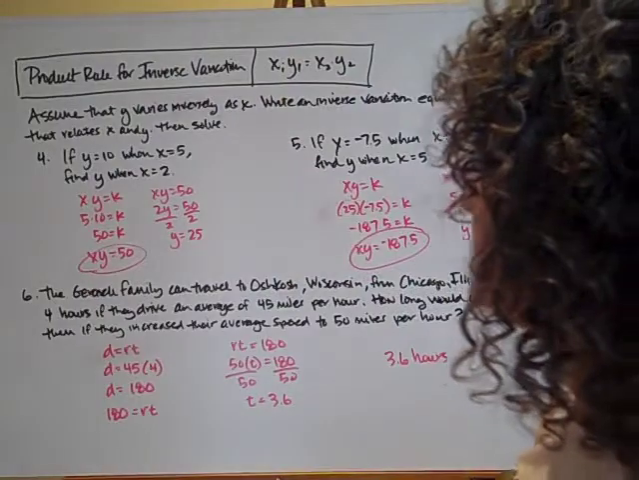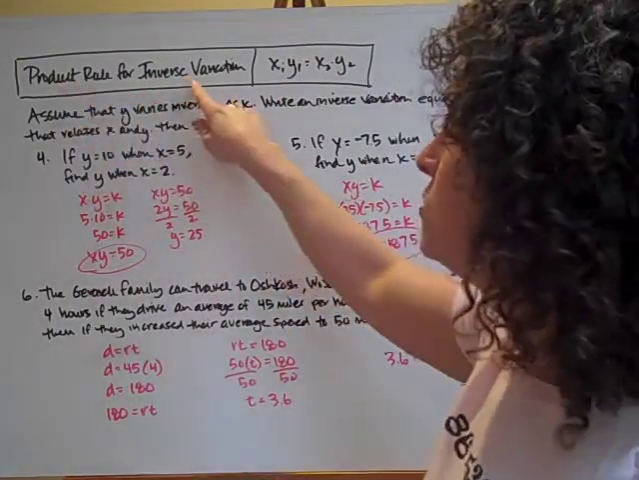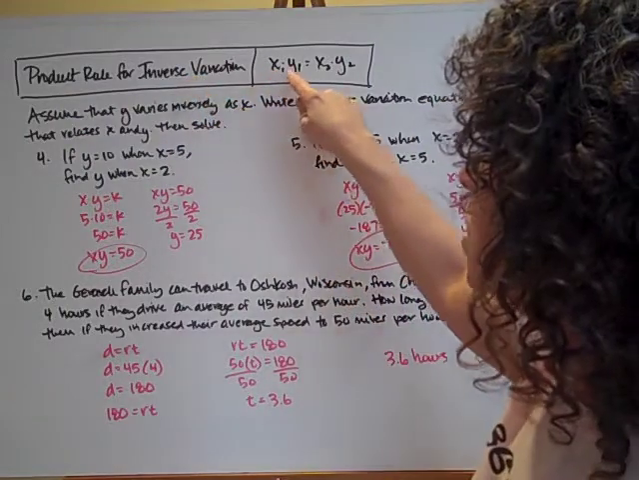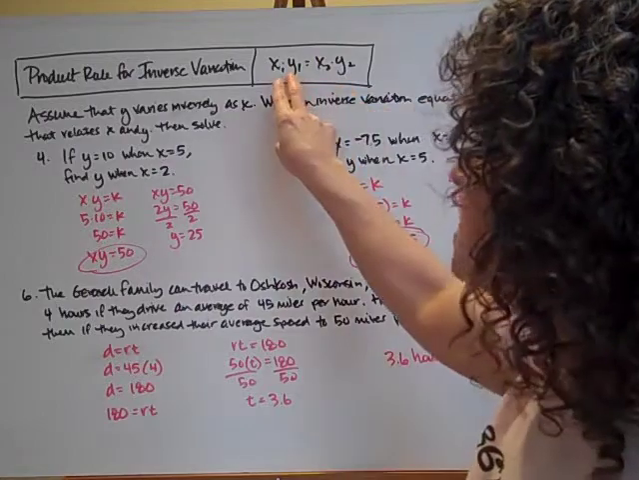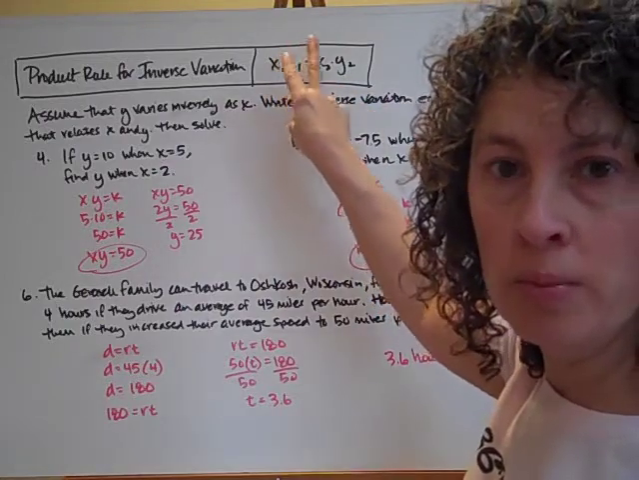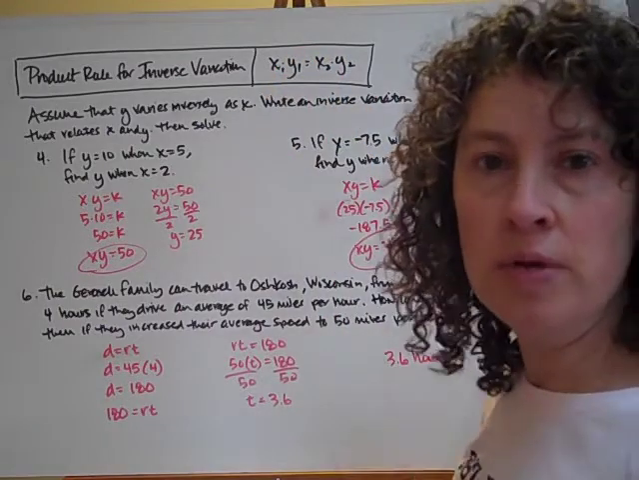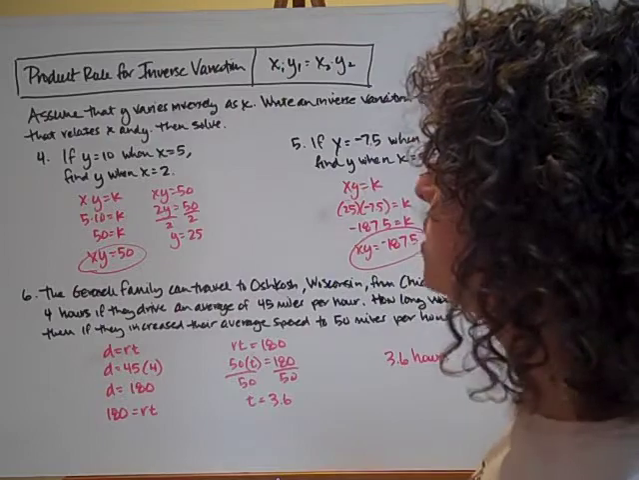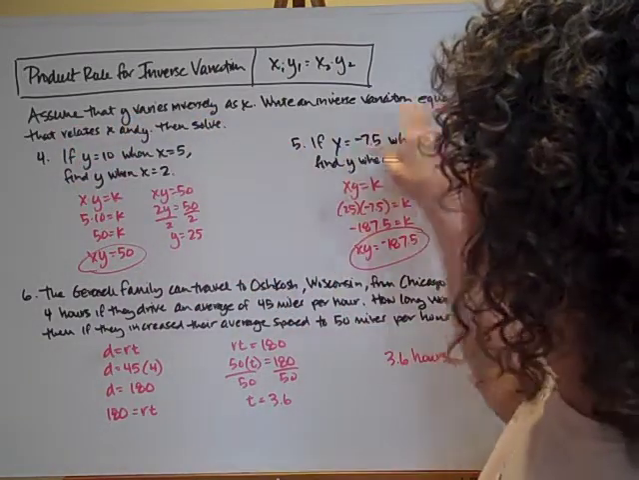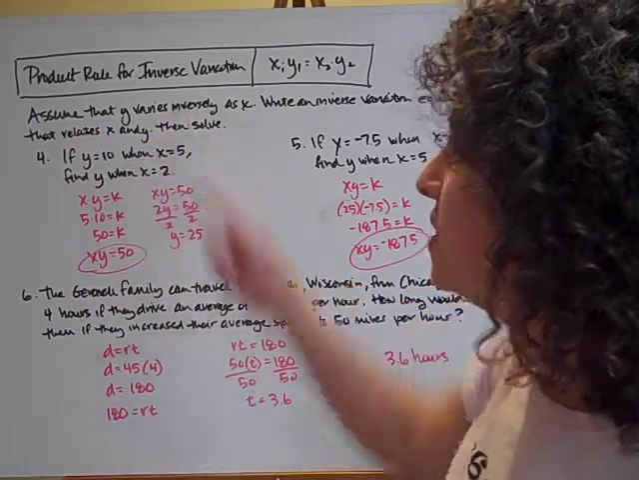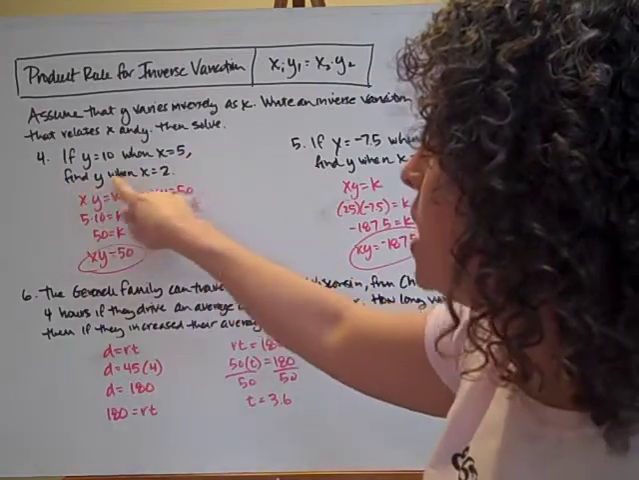All right, let's see how we can work with our inverse variations. So the product rule for inverse variation says that x1 times y1 is equal to x2 times y2. So I can take my input and my output, my range and my domain value, and since they're equal to the same constant, they should be equal to each other. That product should be equal to each other. So assume that y varies inversely as x, write an inverse variation equation that relates x and y, then solve. If y equals 10 when x equals 5, find y when x equals 2.